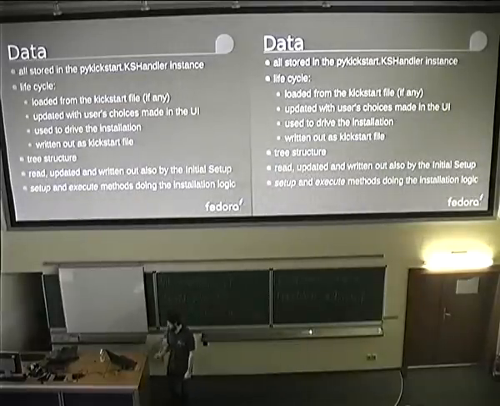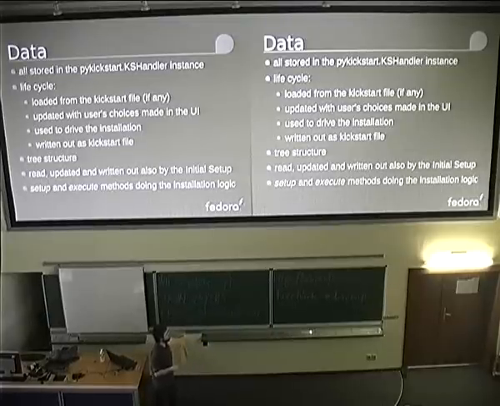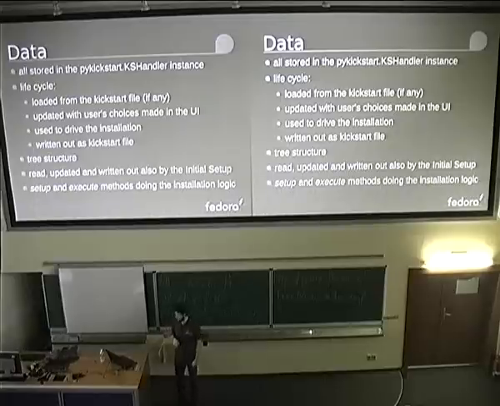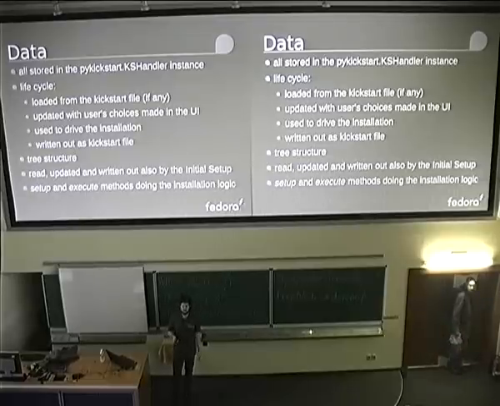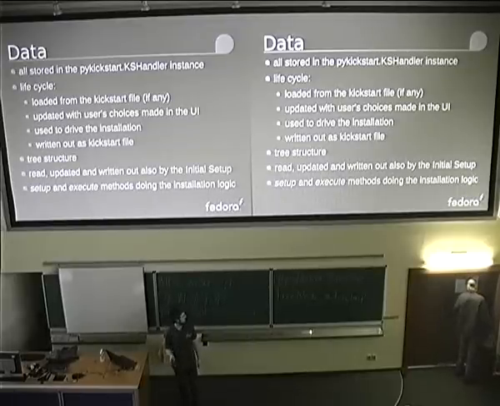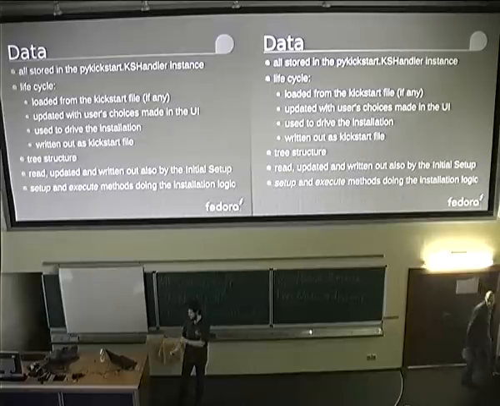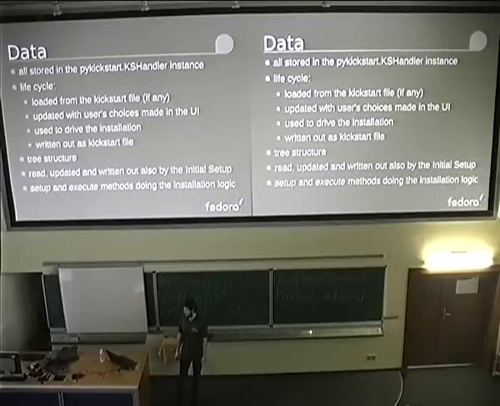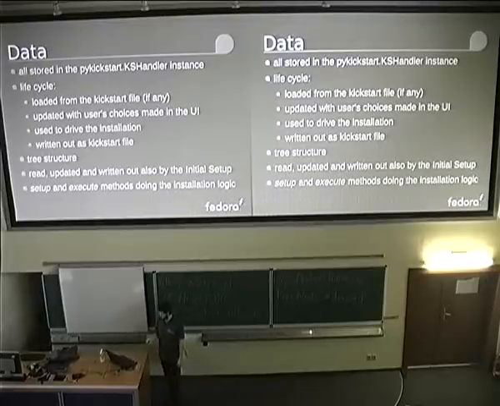So as I have already mentioned, the life cycle of the data structure in the new UI was streamlined, and it's quite straightforward now. Everything is stored in the data object, which is basically an instance of the PyKickstart kickstart handler. It is loaded from the kickstart file before the installation starts, of course, if any kickstart file is provided. Then it's updated with the user choices made in the UI. Then it drives the installation. And at the end of the installation, the new kickstart file that can be reused is written out. It has a very simple tree structure. And the good thing is that it is now read, updated, and also written out by the initial setup, the new firstboot. I have already mentioned the setup and execute methods that take care of the installation logic.